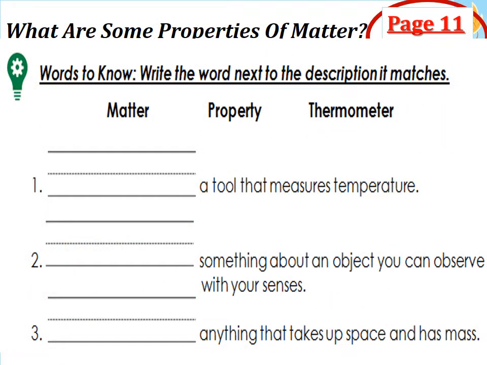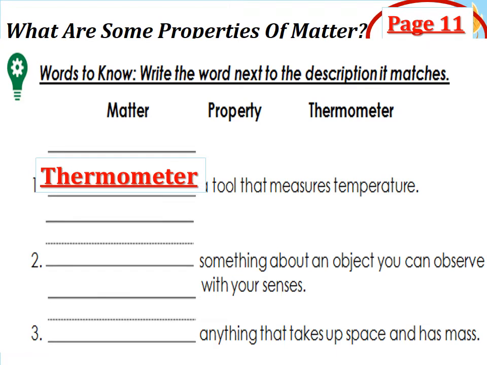Now students, bring out your booklet C or your workbook for science. Are you ready? Great, open it on page 11 and 12. Here are the words to know. Write the word next to the description it matches. Say matter. Property. Thermometer. Now let us choose our answer. A tool that measures temperature is what we call, yes, thermometer. Great job.